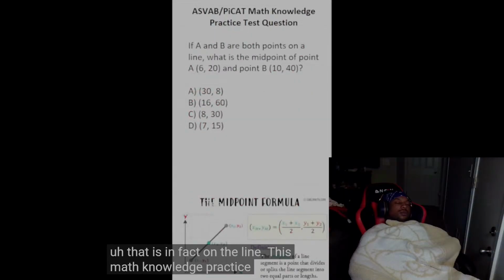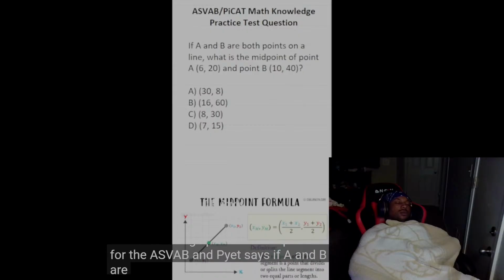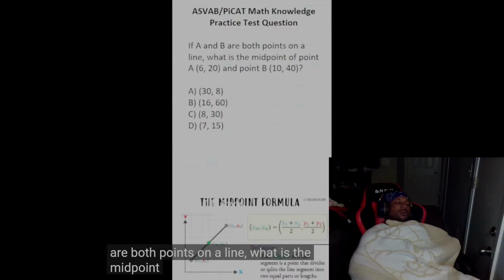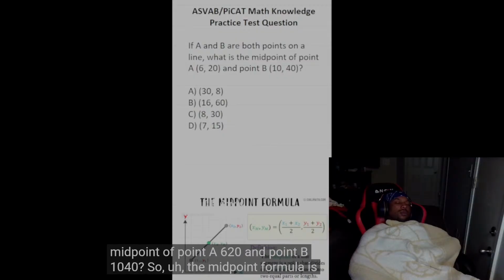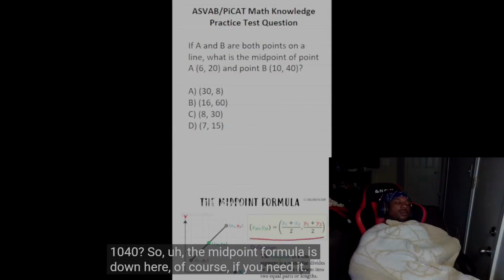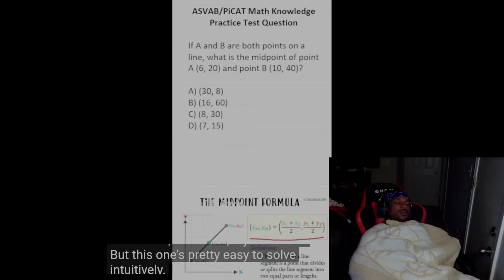This math knowledge practice test question for the ASVAB and PiCAT says, if A and B are both points on a line, what is the midpoint of point A, 6, 20, and point B, 10, 40? So the midpoint formula is down here, of course, if you need it, but this one's pretty easy to solve intuitively.